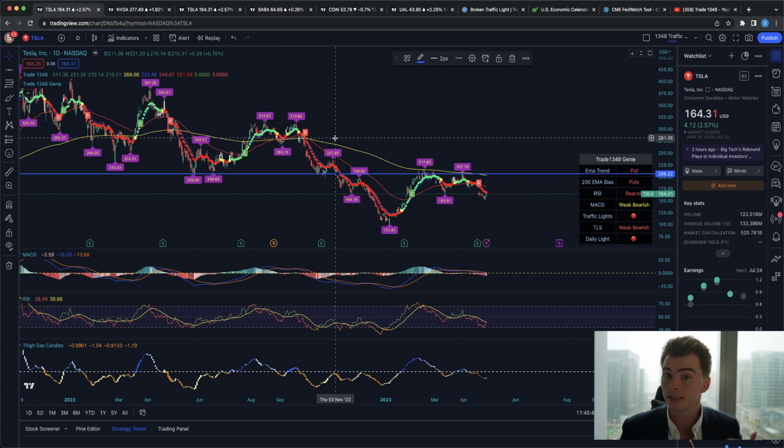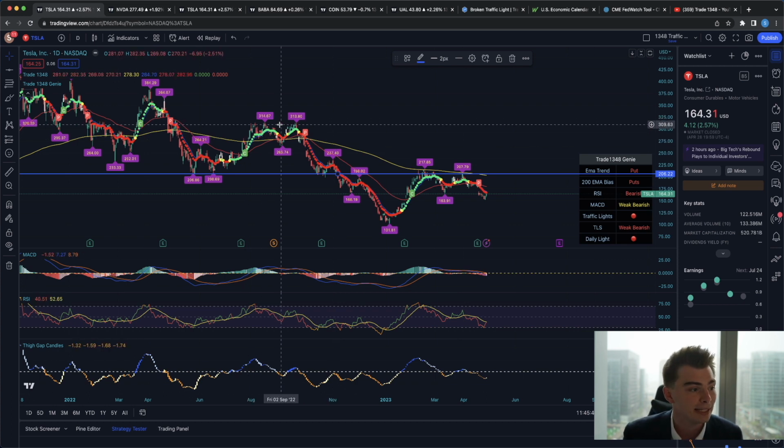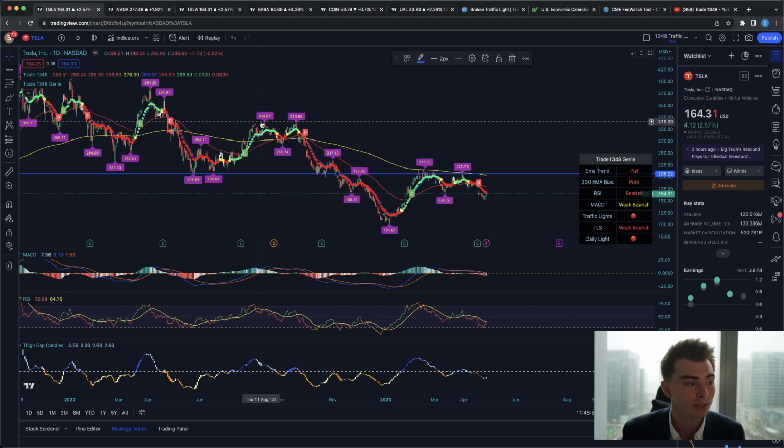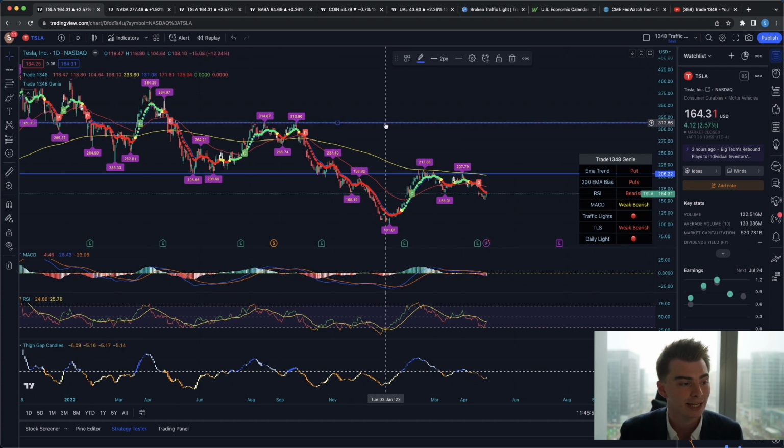Now, resistance is going to be the exact opposite. You can see right in here, right around this 314, 313 area here on Tesla, the buyers were not able to push it up through this level, not once, not twice, but 3 times. So what is this going to mean? Well, we take out our drawing tool again, we draw this horizontal line here, and now we have a level of resistance.